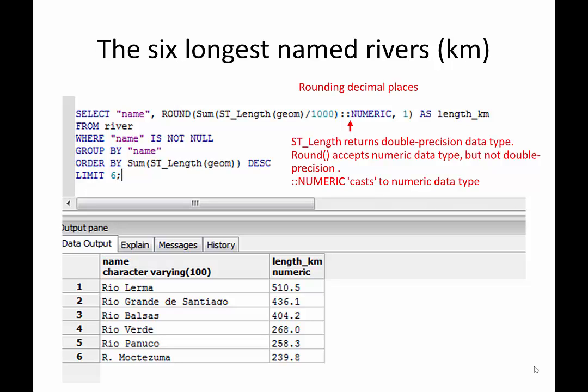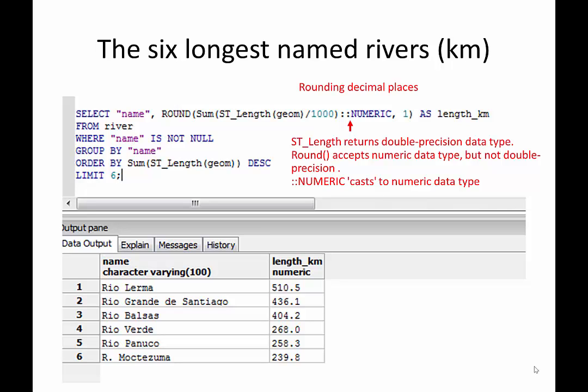So length chucks out double precision, then you're trying to pump that into round, but round doesn't take double precision, it only takes numeric. So we have to cast it to numeric before we can pump it into the round function. Annoying, but that's the way of the world. And there we go, we've just rounded to 1 decimal place.